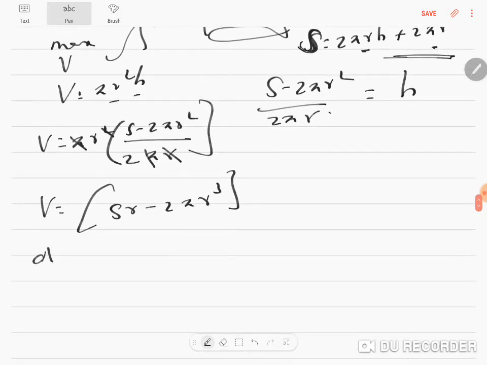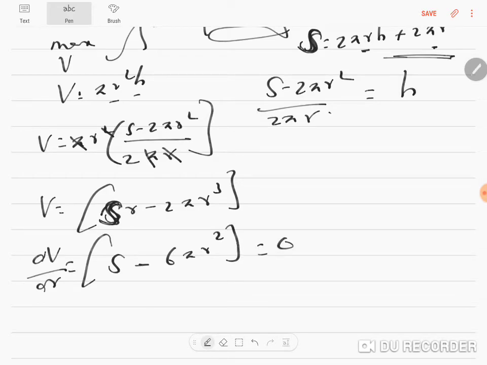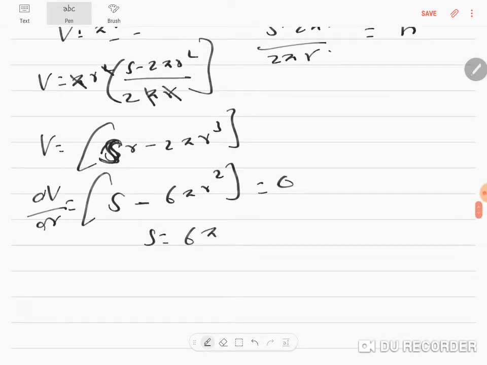Now on differentiating this with respect to r, you know S is a constant, the given surface area. So S into dr by dr is 1, minus 2 pi constant, r cube is 3 r square. So it will become S minus 6 pi r square, which is equal to 0, because the differentiated value has to be equal to 0. So S is equal to 6 pi r square.